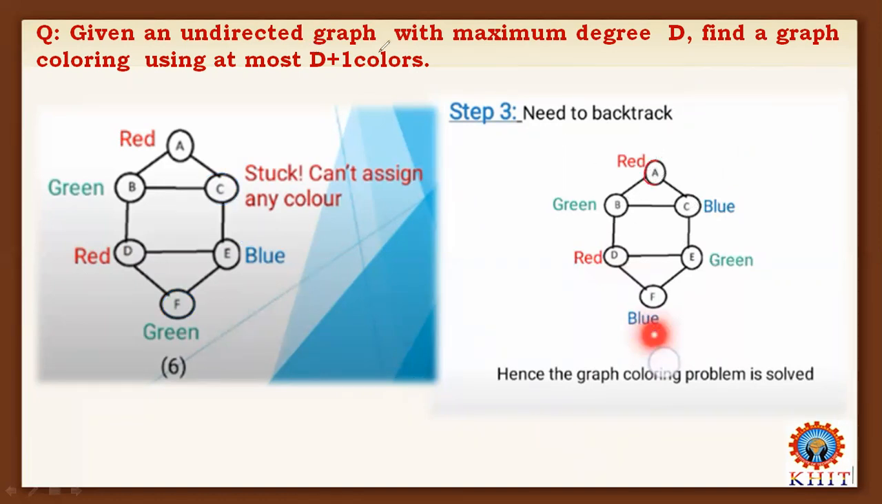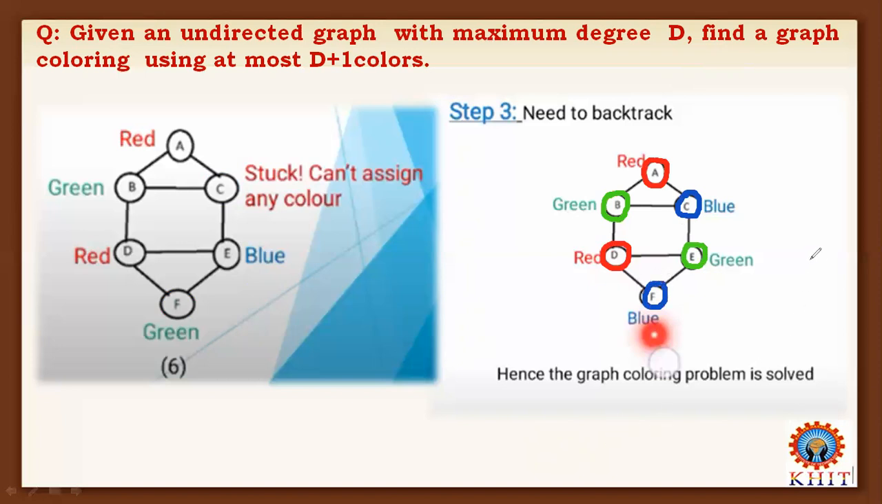Red color, sorry, I can take the thickest one. Let me color with red. First one with red. D is also colored with red, and B is green. The vertex B was given green, and blue. Vertex C and vertex F are colored with blue.